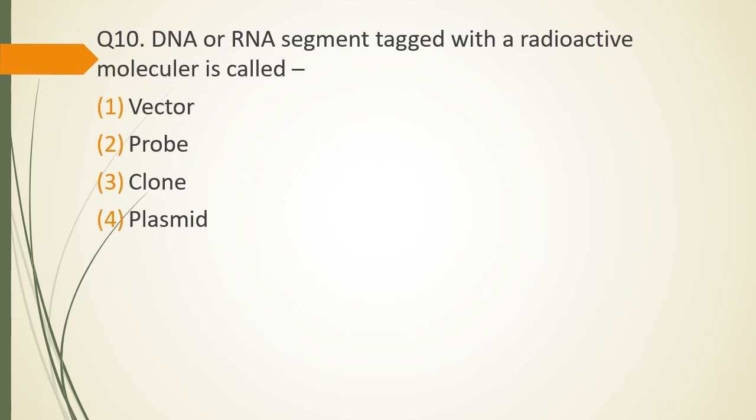Question number 10. DNA or RNA segment tagged with a radioactive molecule is called vector, probe, clone, plasmid. The correct answer is option 2, probe.